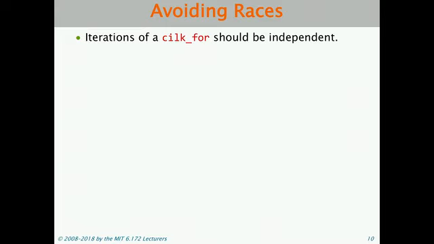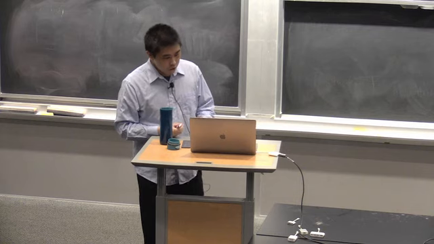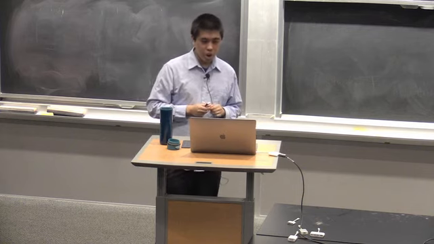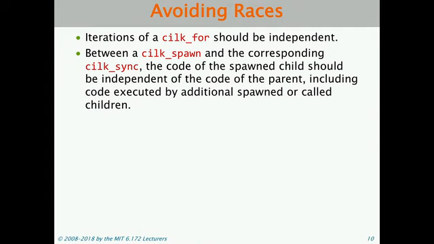First, the iterations of a cilk_for loop should be independent. You should make sure that the different iterations of a cilk_for loop aren't writing to the same memory location. Secondly, between a cilk_spawn statement and the corresponding cilk_sync, the code of the spawn child should be independent of the code of the parent. And this includes code that's executed by additional spawned or called children by the spawn child. So you should make sure that these pieces of code are independent. There's no read or write races between them.